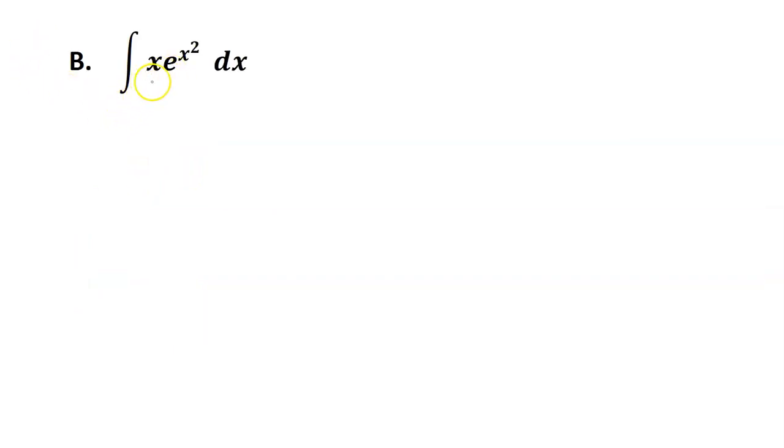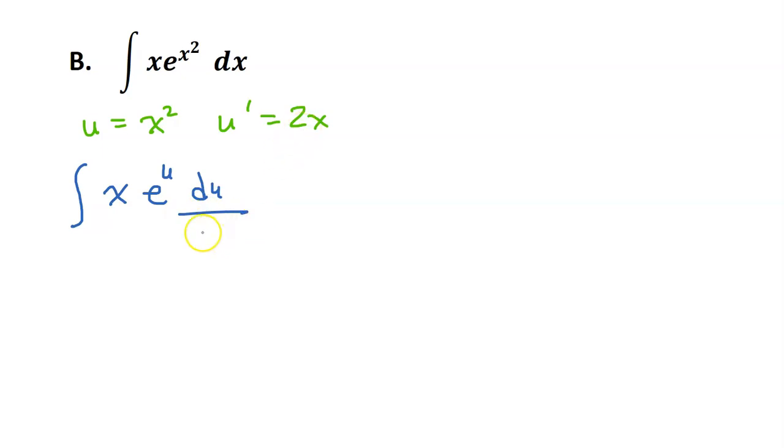This one seems to fix the issue that we had on the previous problem. What if we let u equal x squared this time, and u prime will equal 2x. So let's jump in and do that substitution. So we will have x and then e to the u. Instead of dx, we will write du divided by u prime, which is 2x. But this time it's all good because the x in the denominator cancels out the x that's sitting here in the numerator. This 2 in the denominator will become a 1/2 in front of the integral on the next step.